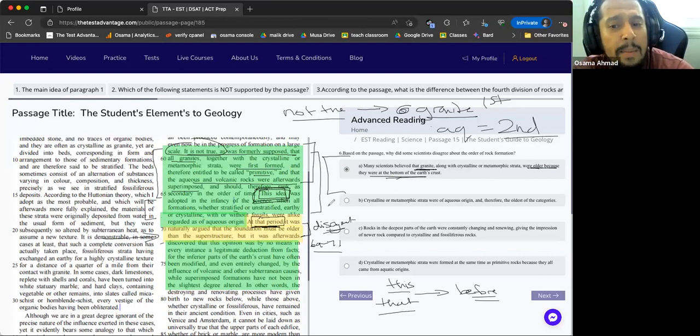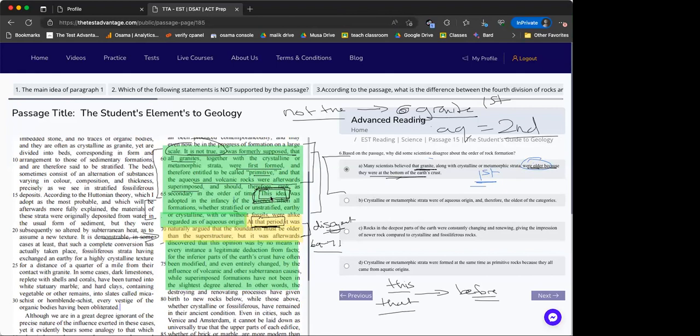اجابه ايه بيقول لي ايه؟ many scientists believe that granite along with crystalline or metamorphic strata were older because they were at the bottom of Earth's crust. So اجابه ايه بيقول لي that they are older, right؟ هم جم الاول، ده الاختلاف. They didn't come first. اه، ما انا قصدي كده عشان بعديها بقى جه كلام وقال لك ان هو اللي تحت ده بيتكسر. ف... فما بيكونش يعني ما بيكونش هو القديم وكده.